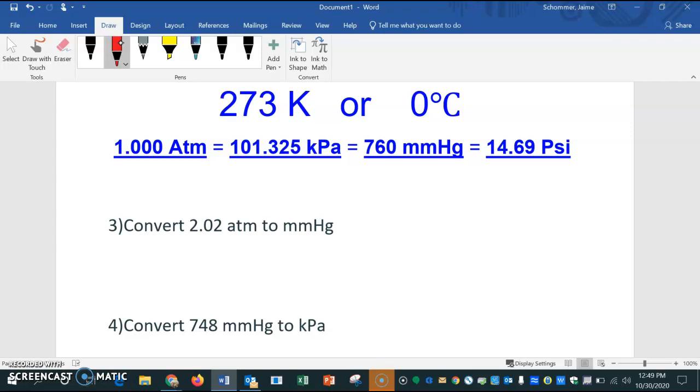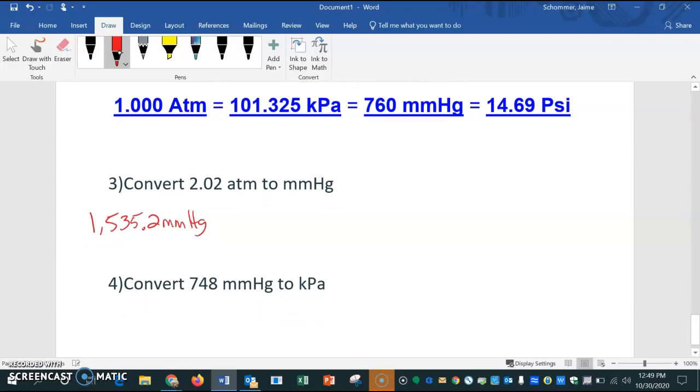Okay, answer to number 3 is 1,535.2. Sorry, that's my 5. That's a bad 5. Rewrite that one. Millimeters of mercury. And then my other answer is 99.73 kilopascals. You got that? Move on and do the practice problems. You didn't? Let's go through this.